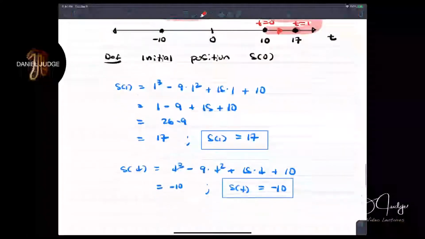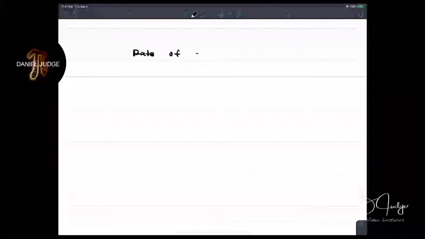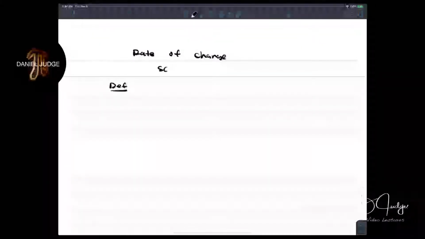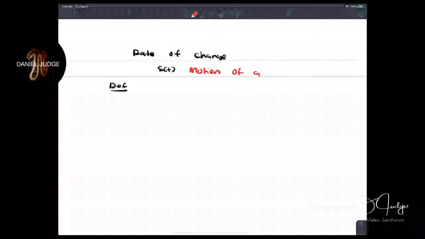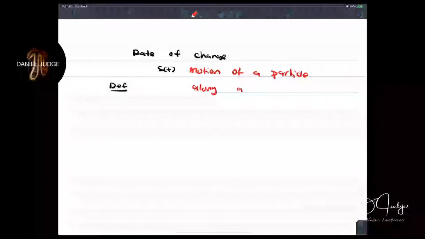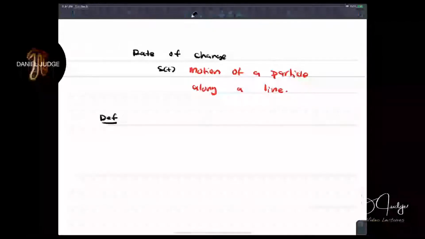Okay, let's give you guys some definitions here. When we're talking about rate of change, you go, Mr. Judge, that's just position. What does the topic of the day have to do with rate of change? Here's the beginning of it. I'm going to give you the definition. Since we're talking about S of t, a position function, this is also known as motion of a particle along a line.